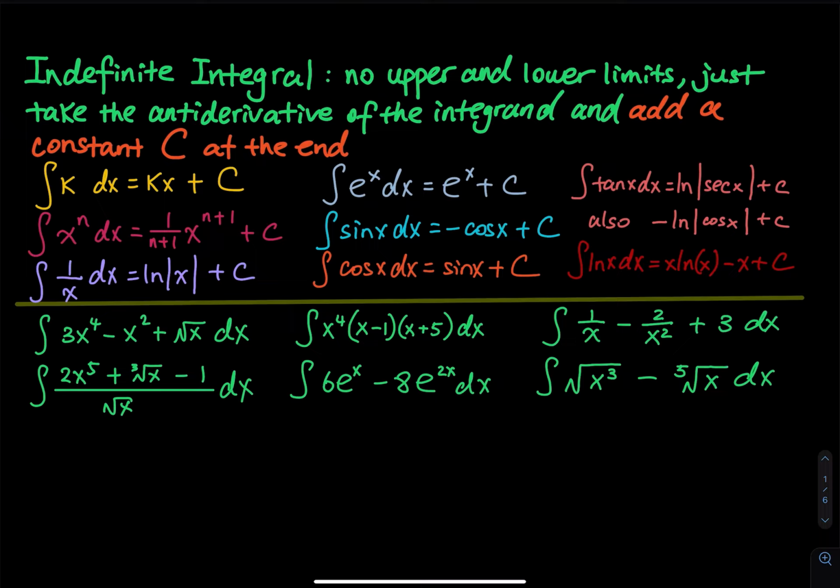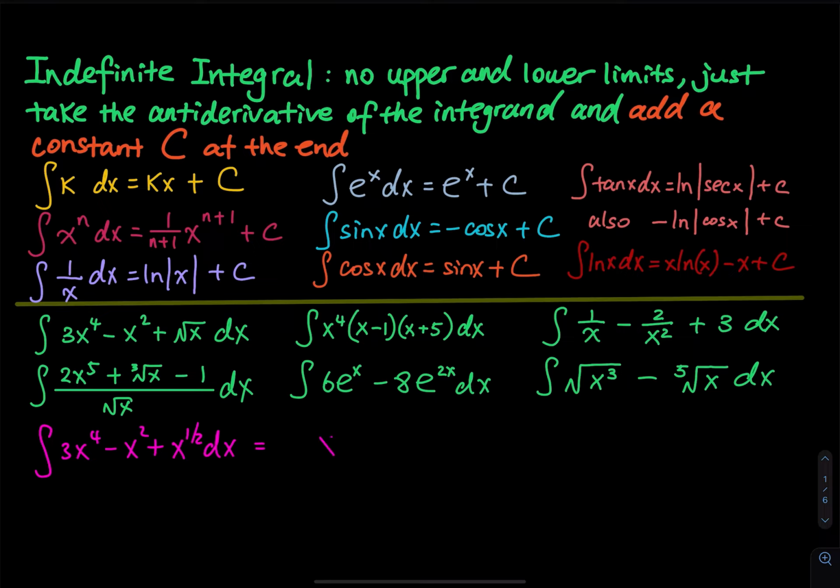Okay, so let's begin solving problems. I have 6 indefinite integrals. Let's do this one by one. The first one is the integral of 3x to the fourth minus x squared plus the square root of x, which is x to the 1/2, and then dx. They are all power rule.